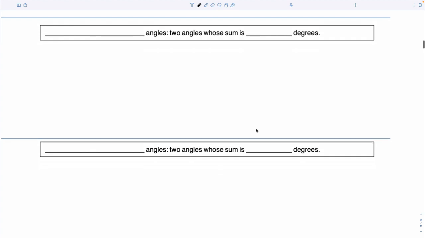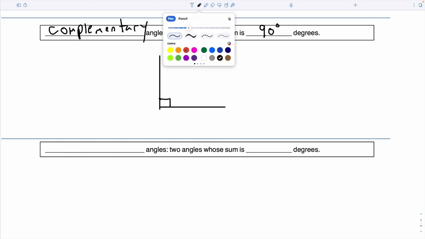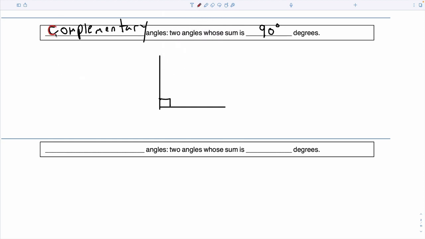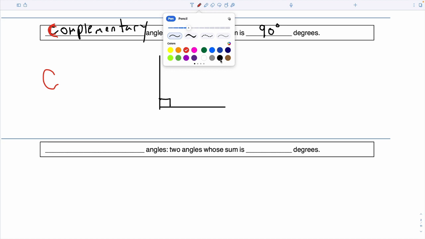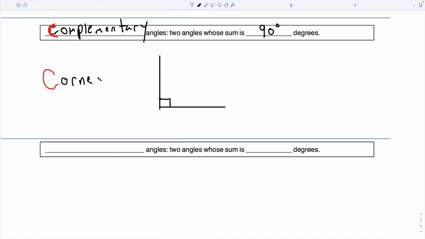That's your review for today. Here's your new stuff. If you're trying to find angles, you're going to be looking at complementary angles. Complementary are two angles that add up to 90. Say complementary on 2, 1, 2. When you hear complementary, you're going to think of a corner. Complementary corner. They both start with C.